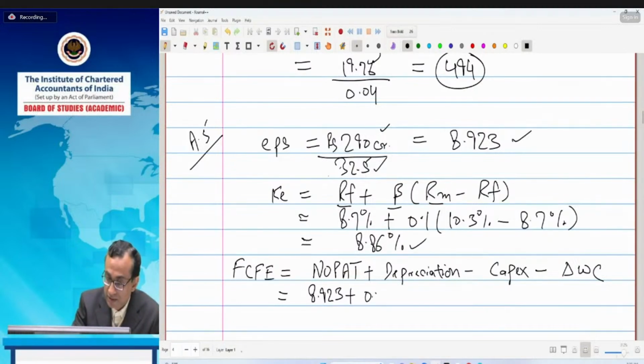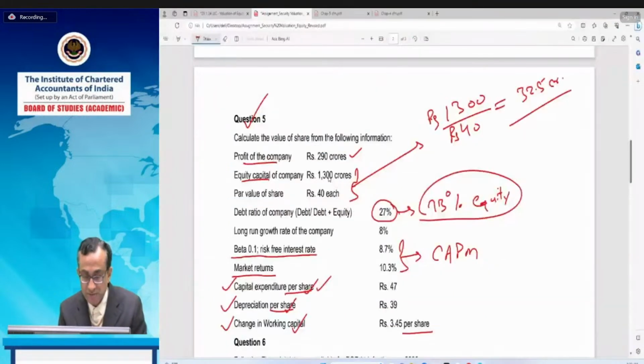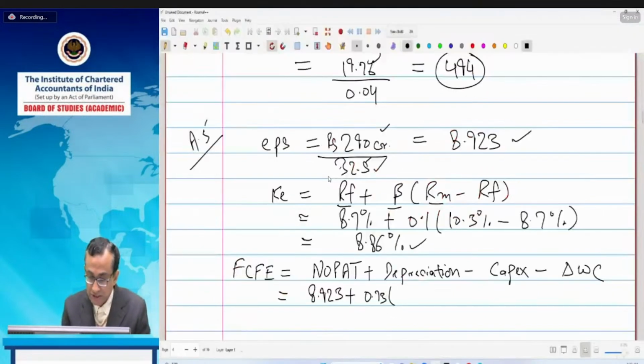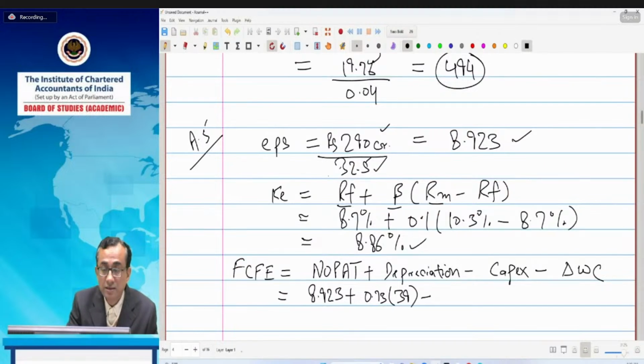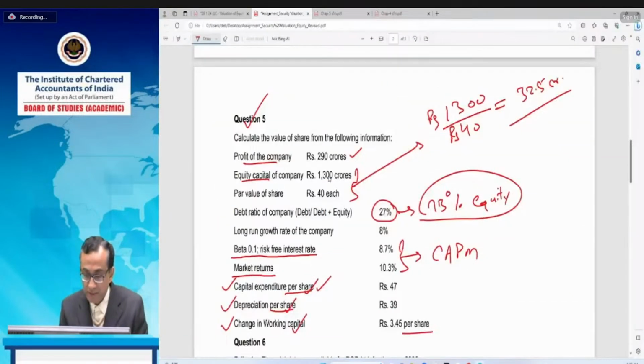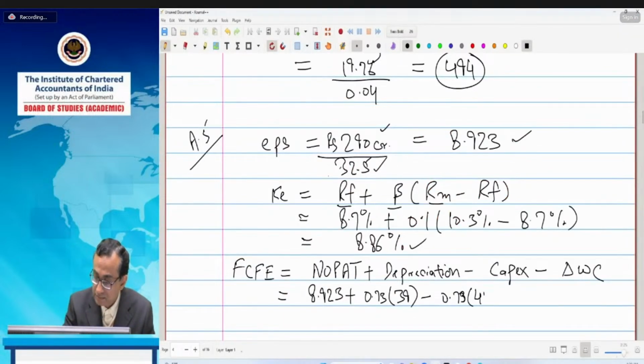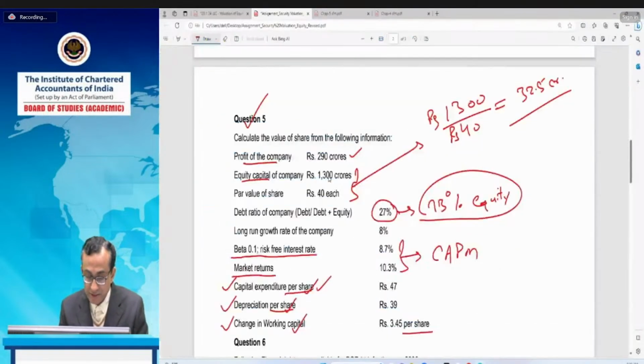So it will be 0.73 multiplied by depreciation. How much is the depreciation? Depreciation is 39, minus capex, again on the proportion of equity, 0.73 multiplied by capex, which is 47, minus, again, net working capital on the basis of equity, 0.73 multiplied by change in working capital, given 3.45 per share.